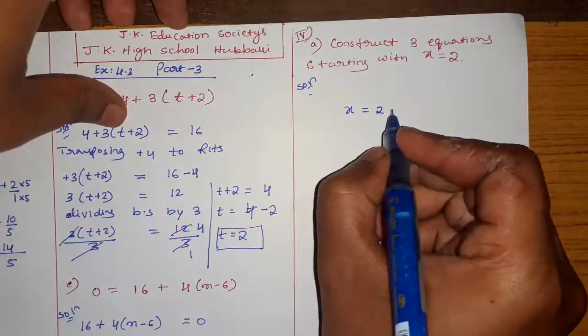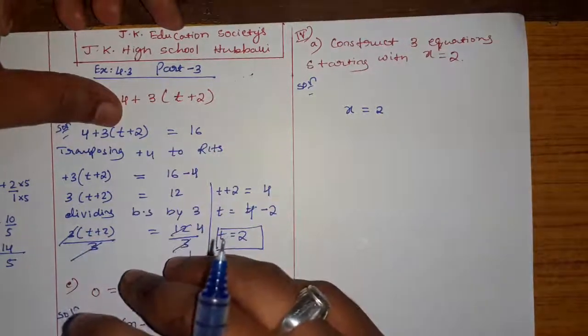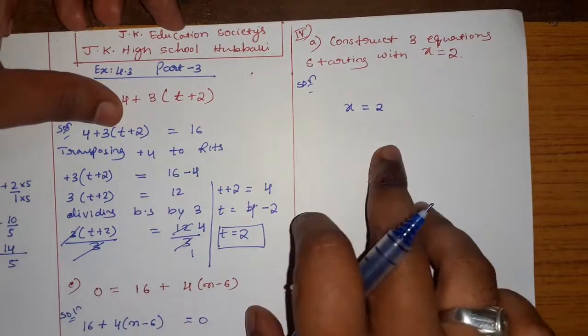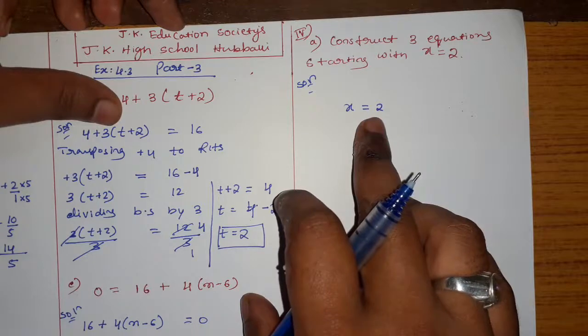x equal to 2, only by following the rules. Okay, you should not leave the rules. x equal to 2.